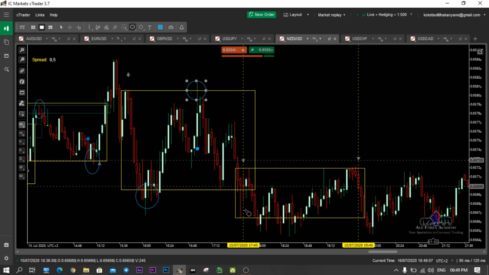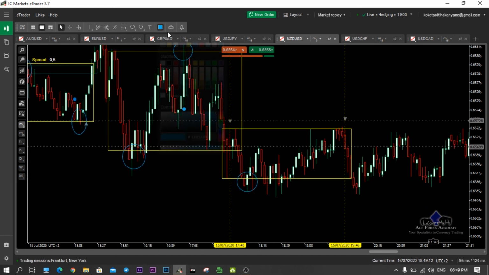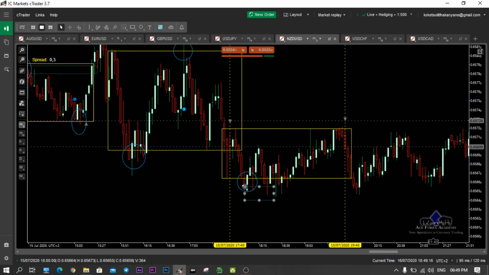Right, guys, the story is still the same. Look left, support zone. What does support zone tell you? Barrier. Why is it a barrier? Because buyers are parked here. Okay, buyers are waiting to enter the market.